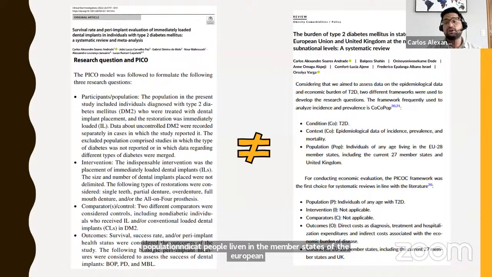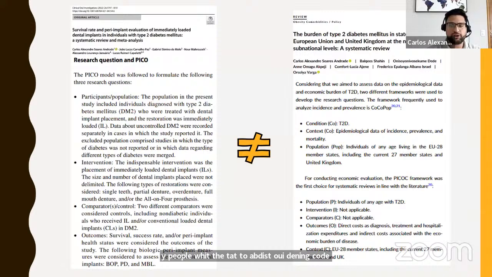The other question was focused on economic analysis. So for this one, you use PICOC. The population included people with type 2 diabetes. We didn't include any interventions or comparators in this case, so it was not applicable.